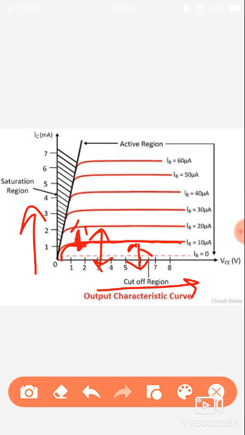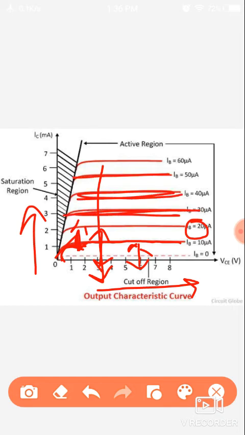So here we can say that IC varies with IB current. If we have IB equal to 0, then the value of IC goes to 0. On the other hand, if IB is fixed, then IC slightly varies and increases, and after that it is constant. So it is independent of VCE, or we can say the output voltage.